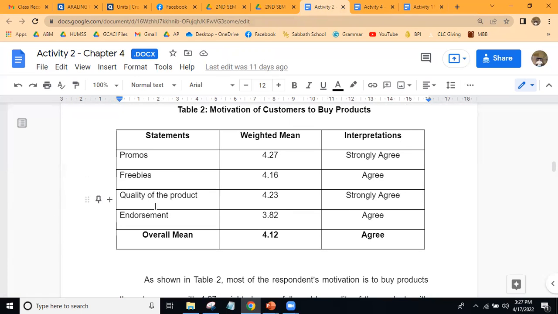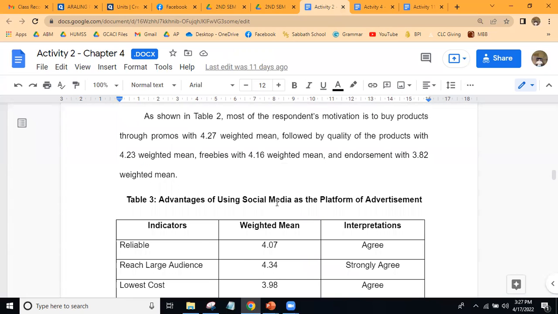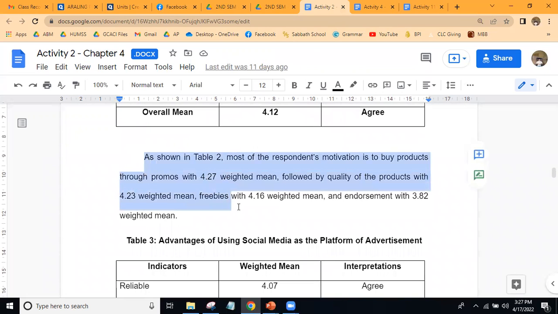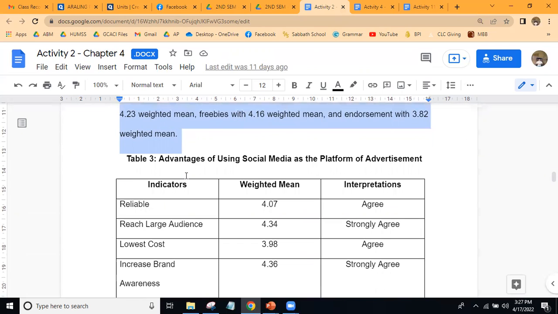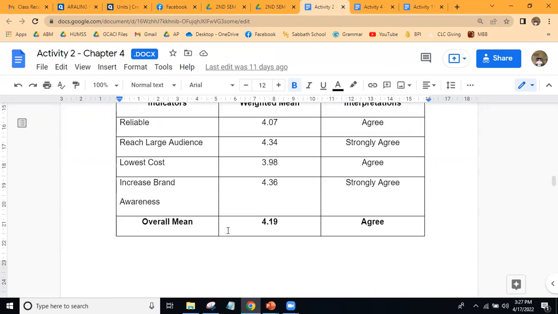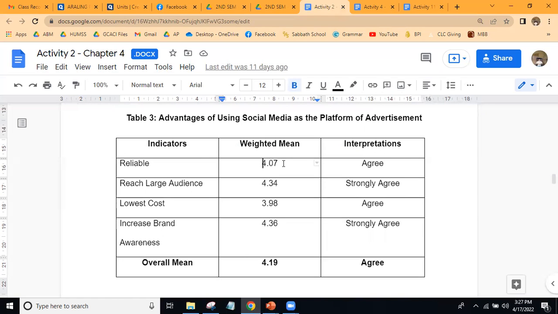The same sa other statements here, yung previous daw, nung ating na-compute, mayroong 4.16 weighted mean, quality of the products, 4.23, and so on and so on. No? And of course, after that, after presenting it in a table, you are going to what? You are going to narrate and interpret the given data. So SOP number 3, the advantage of using social media platform of advertisement. So ito na yon. So nakita na natin. Siyempre kinompute uli natin ang weighted mean and then nagkaroon tayo ng interpretations.